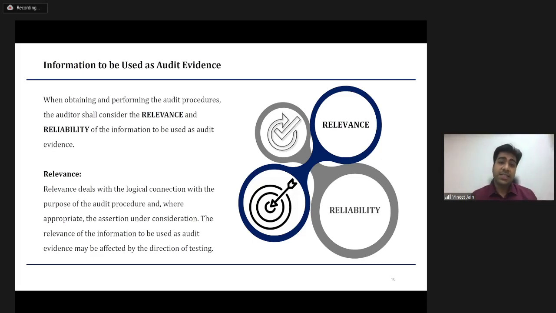These are the two aspects of the information to be used as audit evidence. First one is relevance. The second one is reliability. First, let us talk about relevance. What does relevance mean? Relevance theoretically deals with the logical connection with the purpose of the audit procedure and, where appropriate, the assertion under consideration. Now, what does this mean? Whatever audit procedure we are performing in order to gather a particular audit evidence or to cover a particular assertion, we need to assess whether that audit procedure is relevant or not. And if that audit procedure is relevant in gathering that audit evidence, then we are in the right direction.